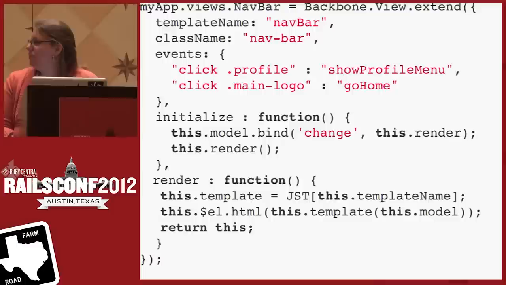Basically, all it's doing is it's getting the template, which is actually a function that corresponds to the template name that we've assigned it. And then it's calling that function, passing in the model as essentially its instance variables. And then it's replacing the HTML of its element with whatever comes back from the call to render, which should be an HTML string. And that's pretty much it.